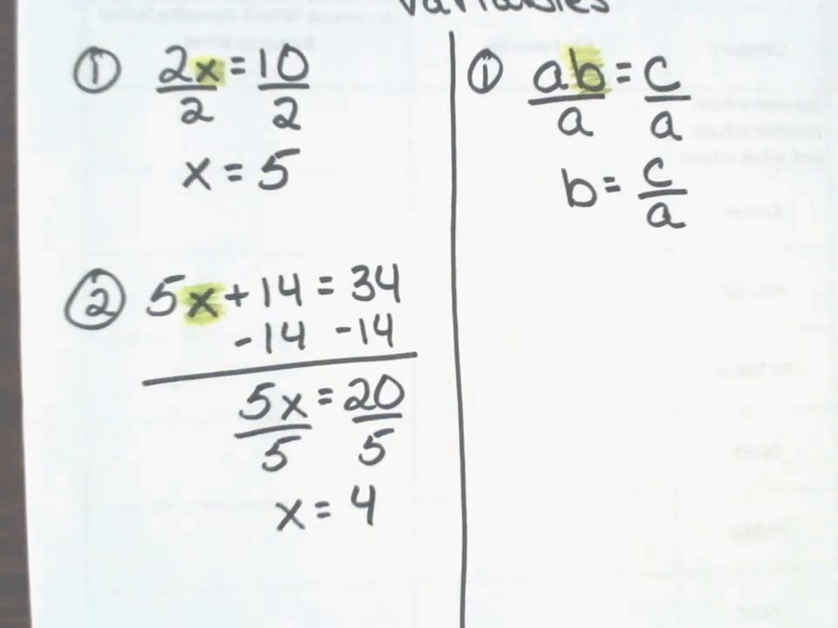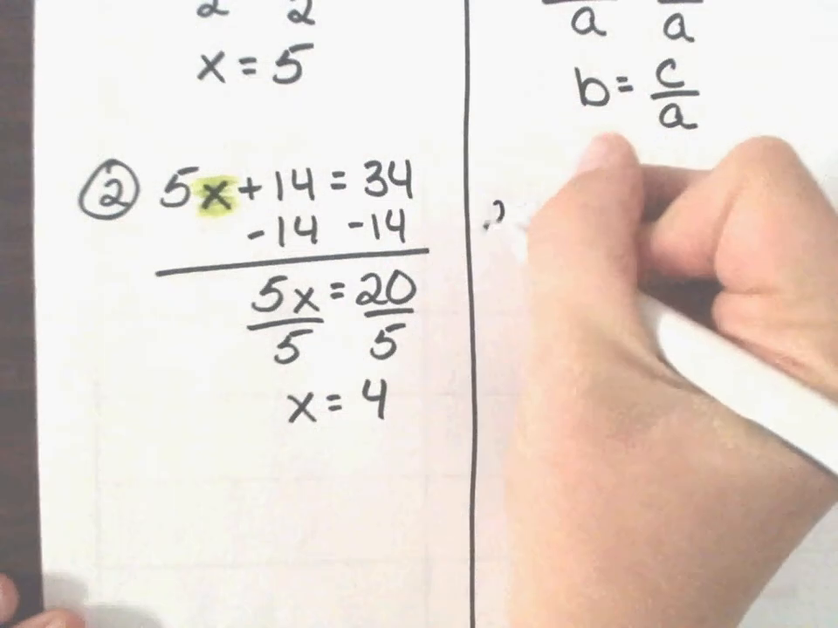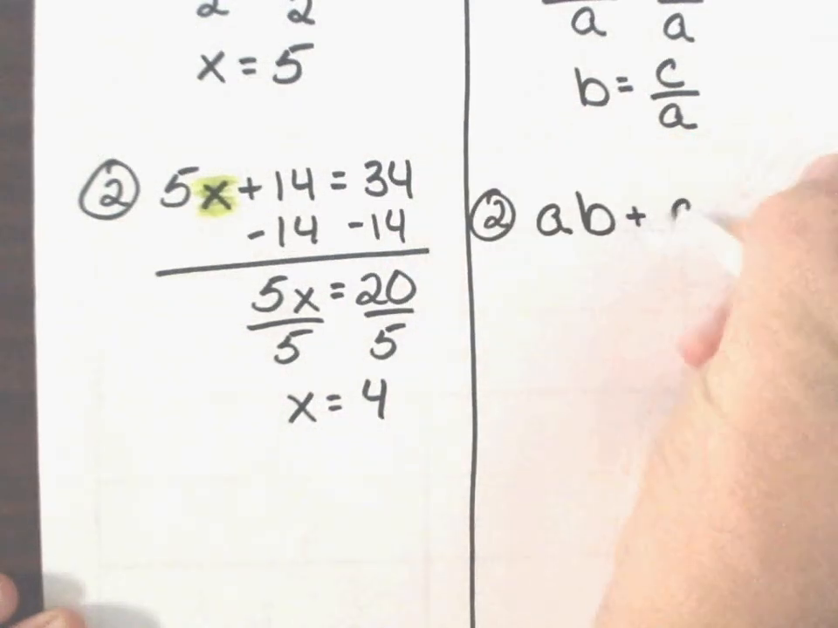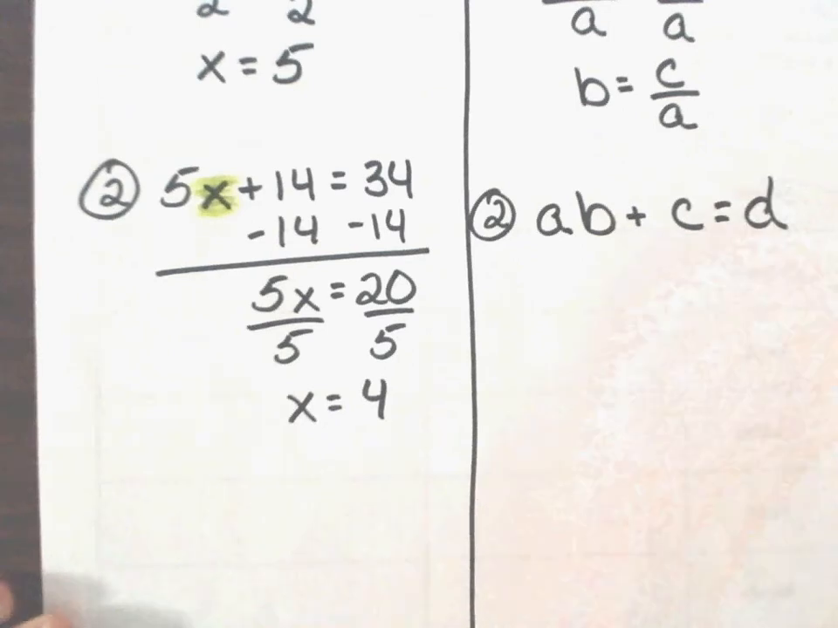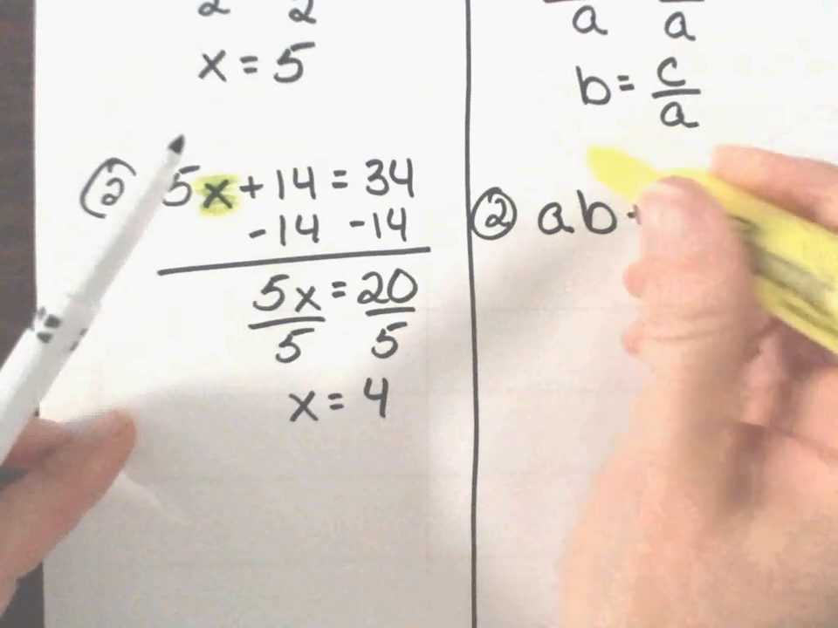But I've got to move it up. Sorry, I can't take this box off the screen, otherwise I would. Okay, so the literal part of that would be something like this: AB plus C equals D. So all the numbers got replaced by letters. And I'm going to solve for B.